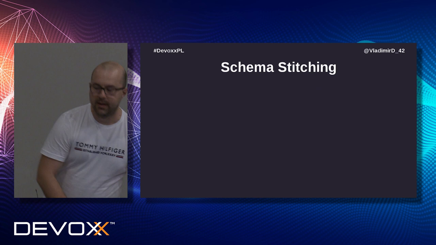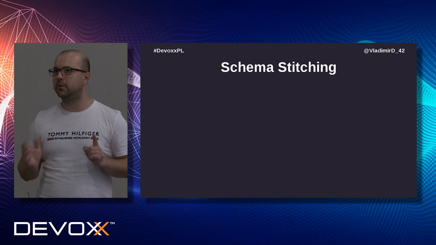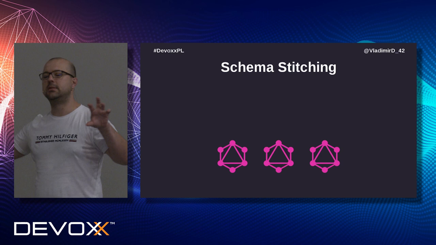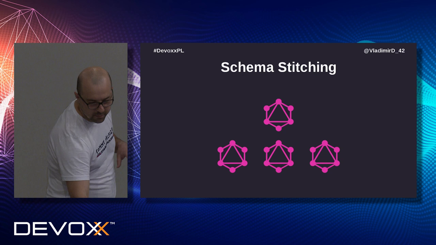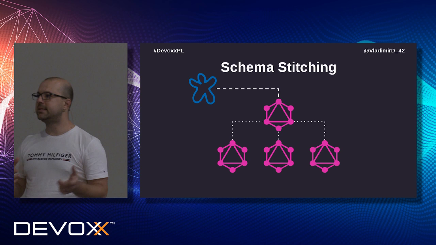An additional way you can combine multiple schemas is schema stitching. At the moment, this exists only in the JavaScript world, but it is probably going to come into the Java world also. What it means is you have multiple GraphQL APIs somewhere in the backend, and all of them talk to a single GraphQL API in front, and it's going to merge all the schemas on the fly and expose one big schema to the front-end users.